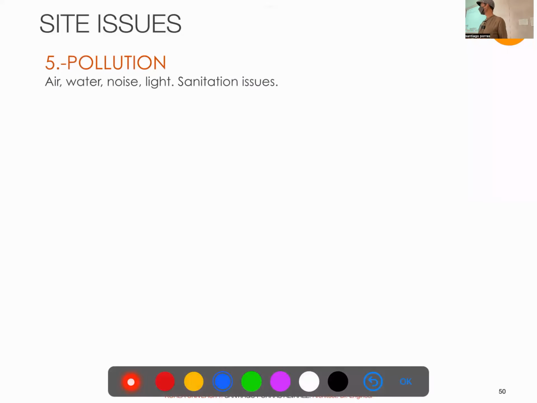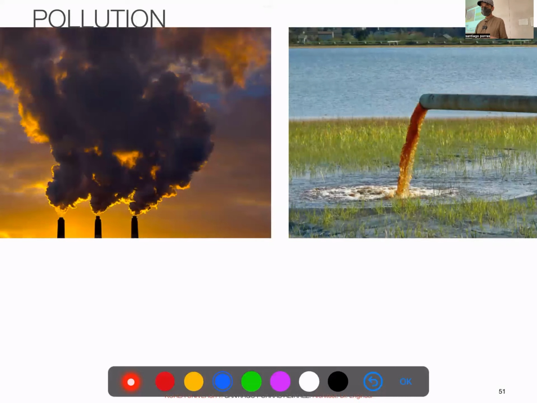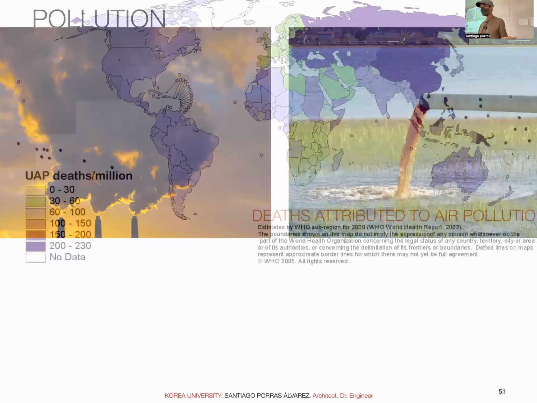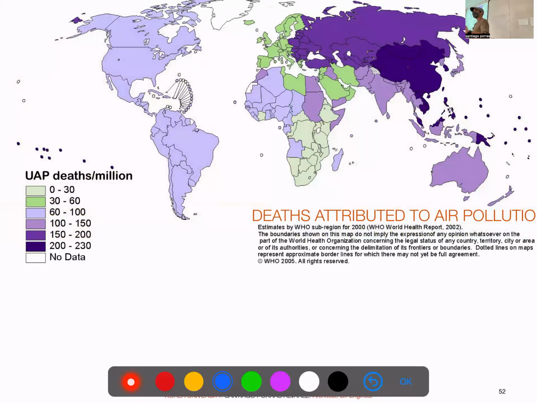Then, very easy to understand, we have pollution in all orders, not only air and water. And air pollution is nastier than we think. If we see the UN statistics of deaths by bad air, Korea is champion. Spain appears quite okay, but my hometown, Madrid, is not so healthy either.